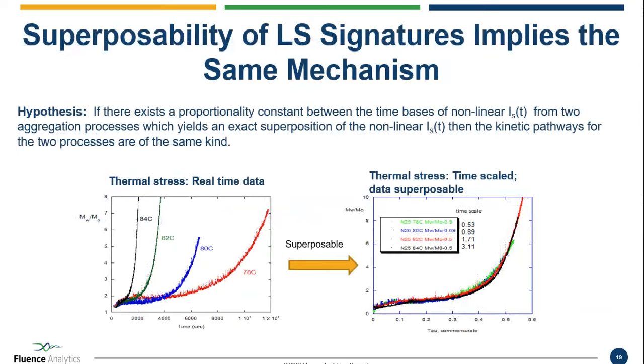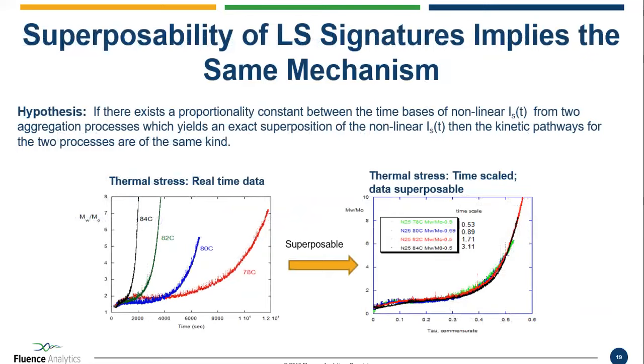So when we look at that, we have a sample here thermally stressed from 78 to 84 degrees C. If we adjust that x-axis timeline and scale it, what we see is in fact that these samples are directly superimposable. In fact, you really can't see much daylight between the different samples. So that's pretty strong evidence that mechanistically we're seeing the same process here.